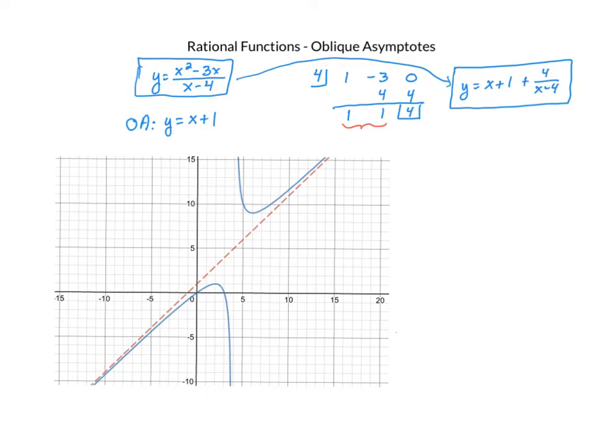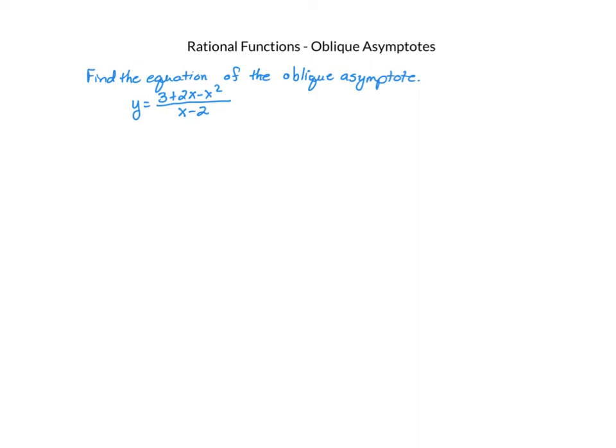Let's do another one. Let's find the equation of the oblique asymptote for this particular function. We have y equals 3 plus 2x minus x squared over x minus 2. So let's notice first the degree of the numerator is 2, the degree of the denominator is 1, so we expect to have an oblique asymptote. So let's rewrite this function in the other form. We're going to do our division. So I'm going to use synthetic division. I'm going to put 2 here.